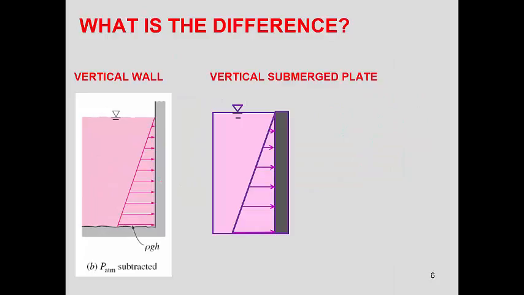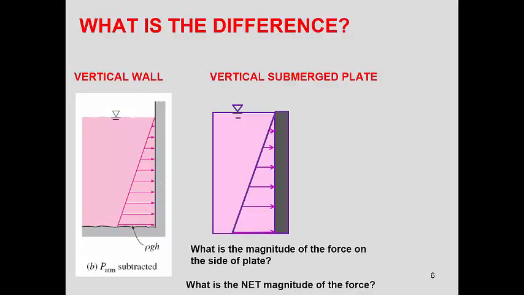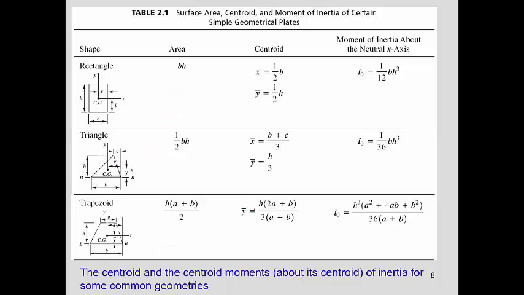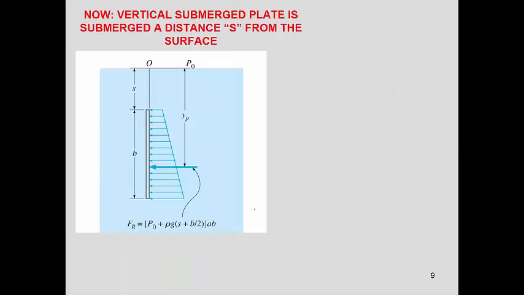Okay. If you have a vertical submerged plate, it's just like the wall, but remember, if you have water on both sides, then it's zero. Law of action and reaction. So that's why whenever you're submerged in a car, I hope you never find yourself there, and the car is full of water, then there's no net pressure. You can easily open the door. Okay? In your book, there's some surface area, centroid, and moment of inertia for simple geometric plates, and we'll see how those are used.